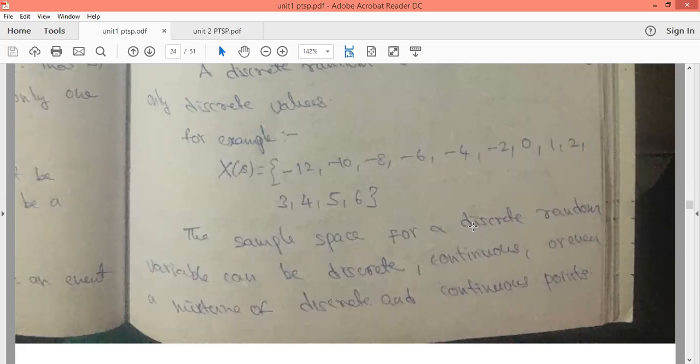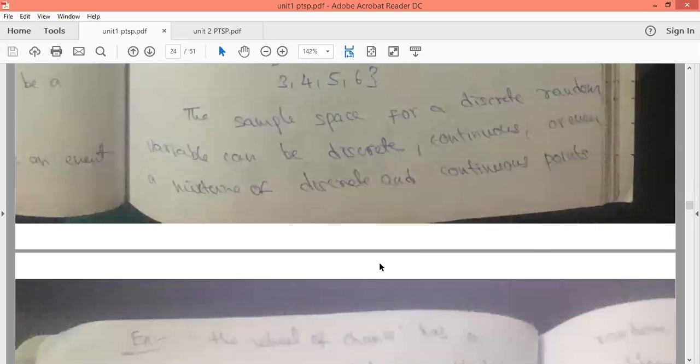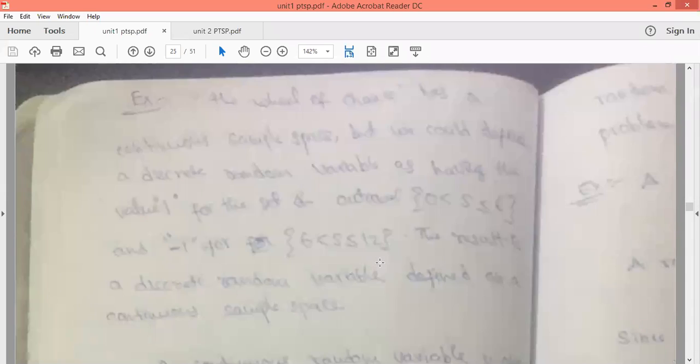The discrete random variable can be obtained from a discrete sample space, or a continuous sample space, or we can have a mixture of both discrete and continuous sample space. Now, for example, take the wheel of chance. The wheel of chance has the value 0 less than s less than or equal to 12.